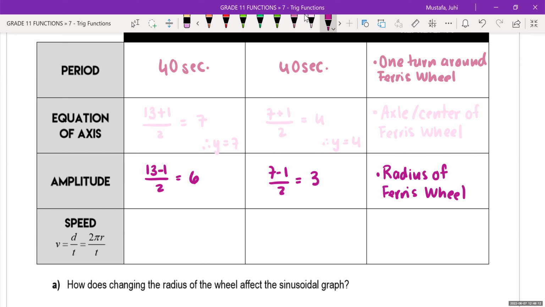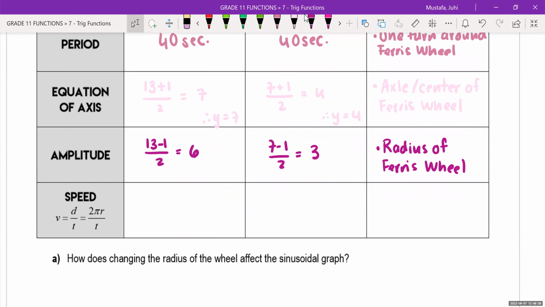All right, last question on the chart. What is the speed of the Ferris wheel? Now, this is something we haven't done before, but I think most of you are probably familiar with the equation for speed. Speed is just equal to distance over time. To figure out the distance of any circle, we're going to be looking at the circumference, which is 2 times pi times r, divided by time. So once you know the radius, you can figure out the speed really easily just by putting it into the following calculation. So we'll show all of our work for it.